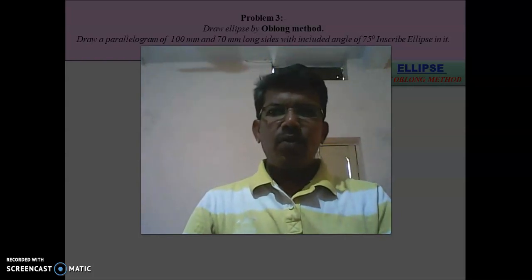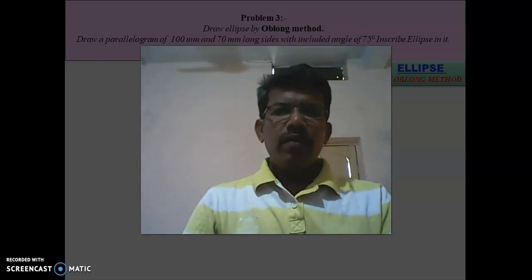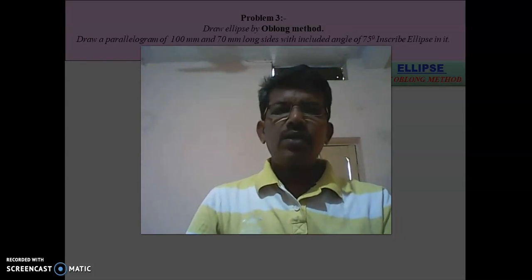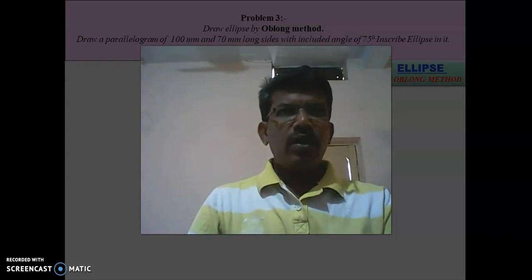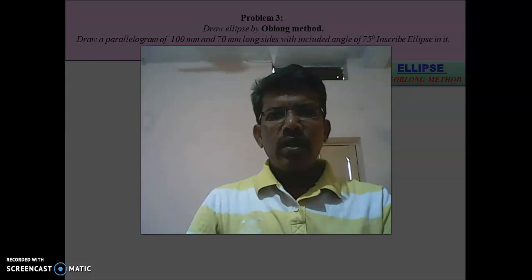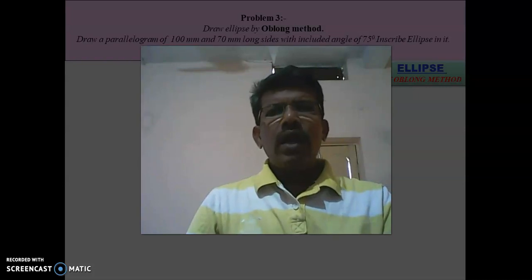Hi, hello, good morning. Today we'll have a discussion regarding the construction of the ellipse by the addition method, called the oblong method. You can see here, construction of the ellipse by oblong method. Oblong is another name for a rectangle.